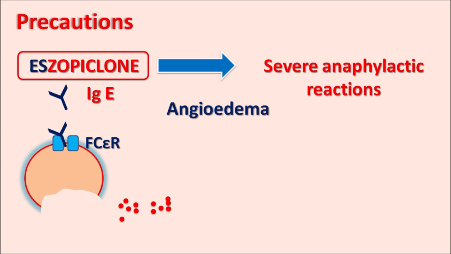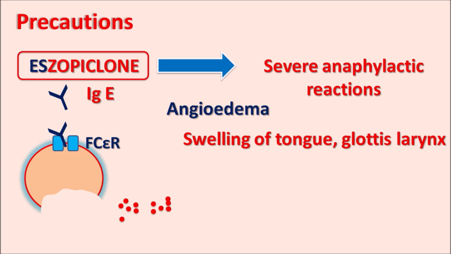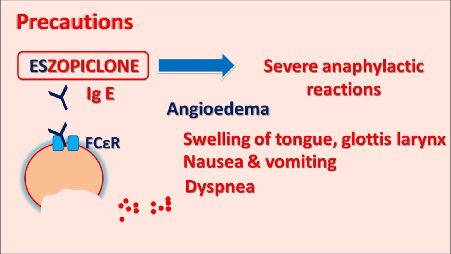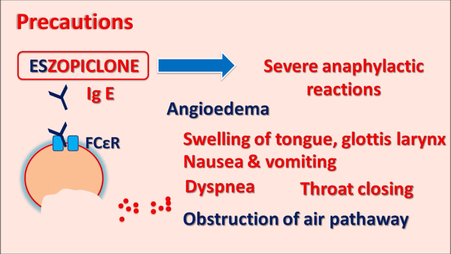This angioedema results in swelling of the tongue, glottis as well as larynx, and nausea and vomiting, dyspnea, difficulty in breathing, as well as throat closing. All these result in obstruction of the air pathway, which is fatal in patients. So this drug should be carefully given, and whenever patients develop any anaphylactic reactions, the drug should be replaced with alternative agents.